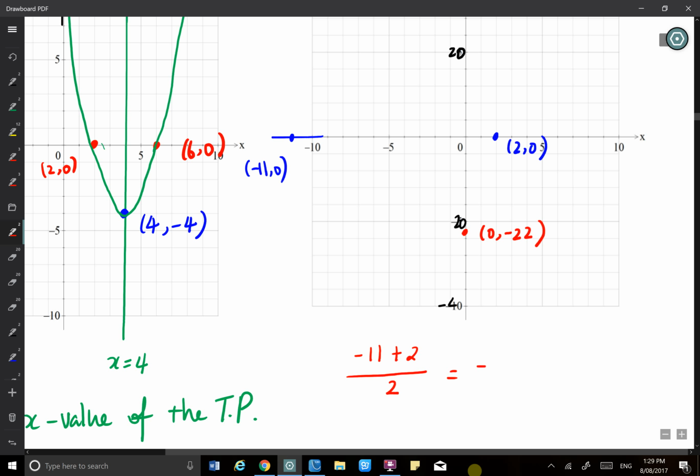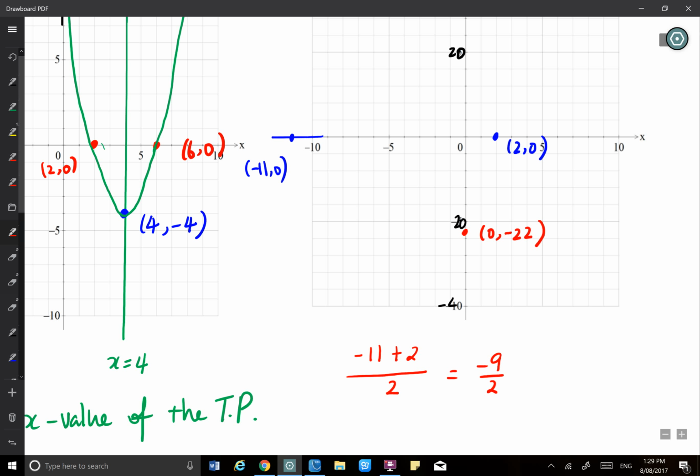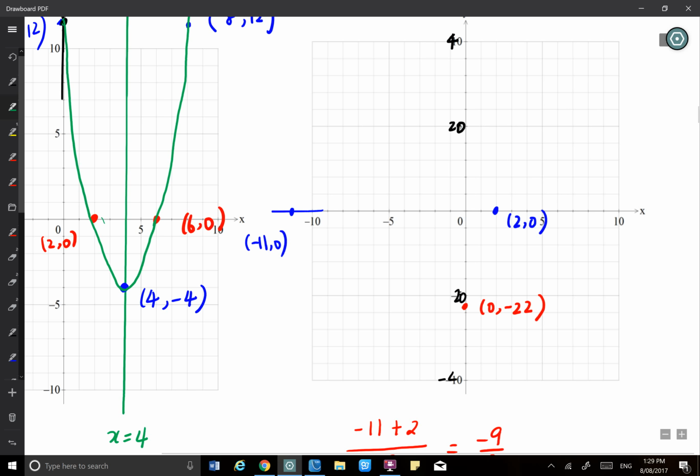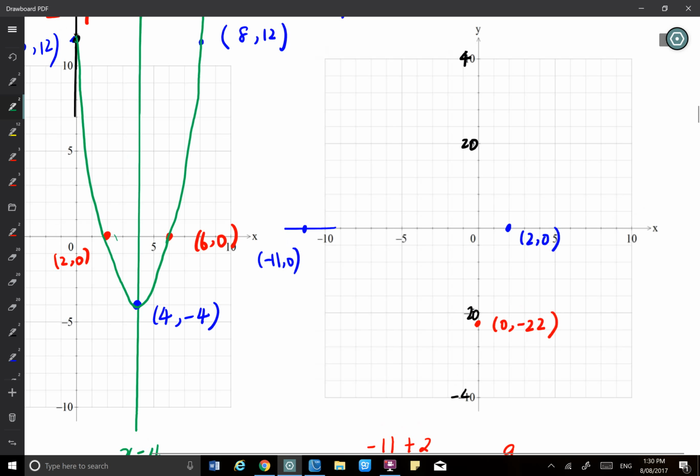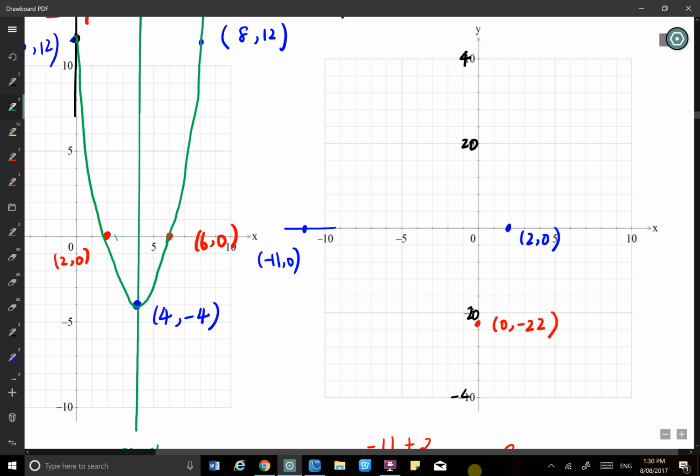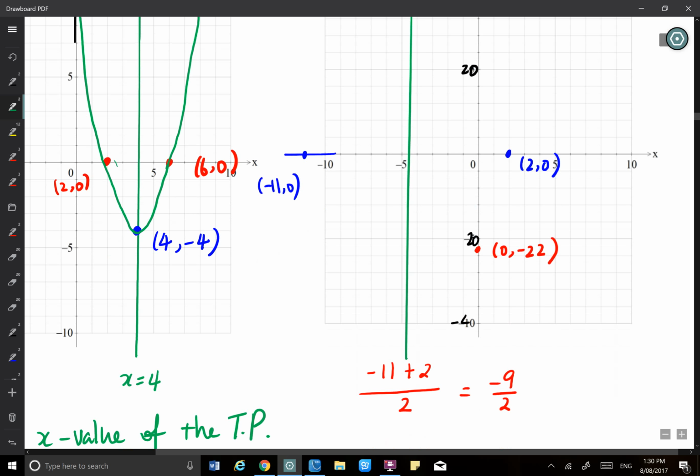So that is negative 9 over 2. Okay, negative 9 over 2, which is negative 4.5. Very close. But remember it's plus between the 2 x-intercepts and you divide that by 2. It's averaging your x-intercepts. So minus 4.5. Let's say we just have a line here. That's our line of symmetry.